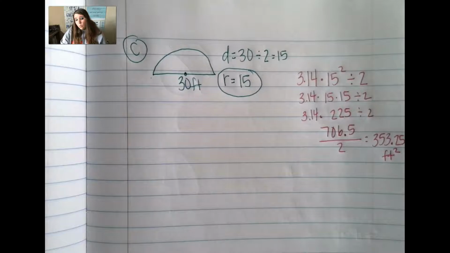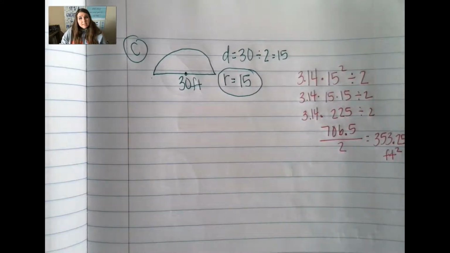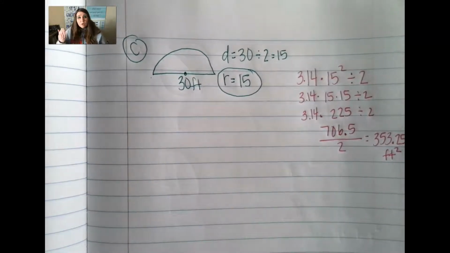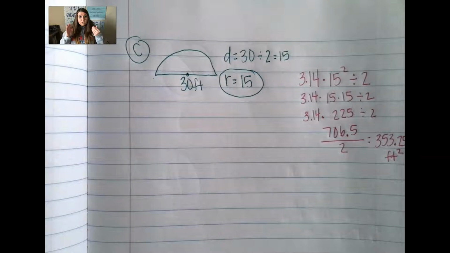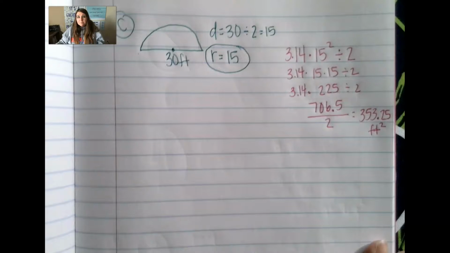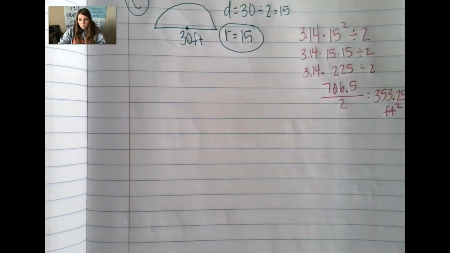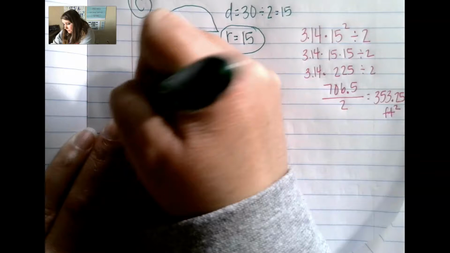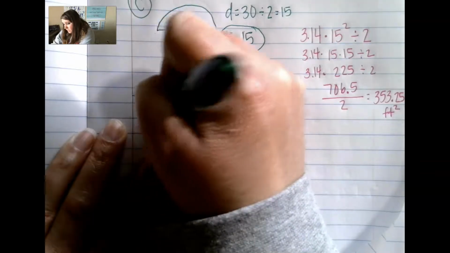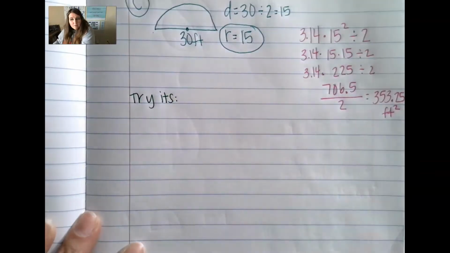So the only difference between our last lesson and today's lesson is one was a full circle, so you keep the full area. This one is a semicircle, so you only want half. Okay, you want to cut it in half. All right, so it's your turn now for some try-its. And once you do your try-its, then we can check your understanding and move on from there.